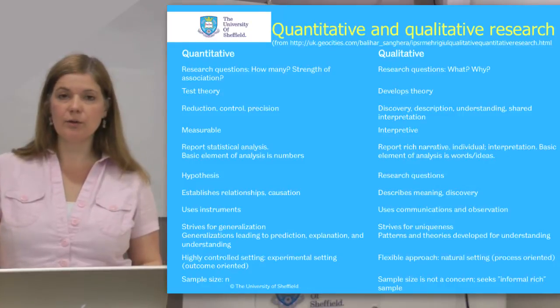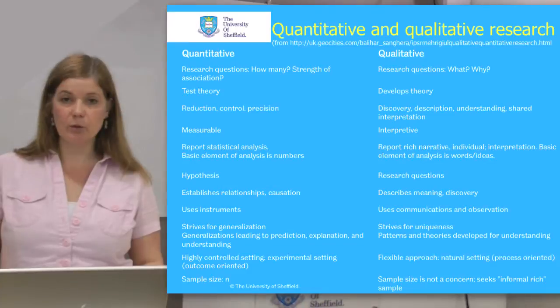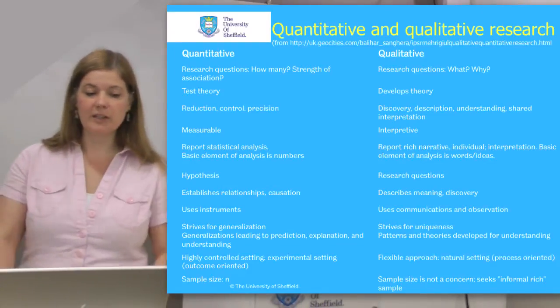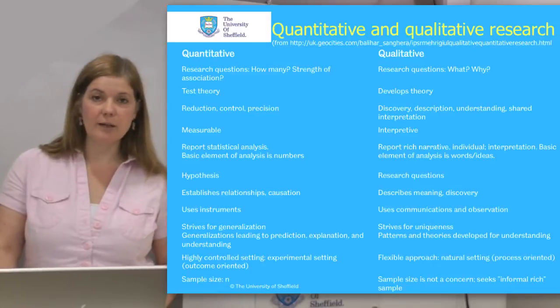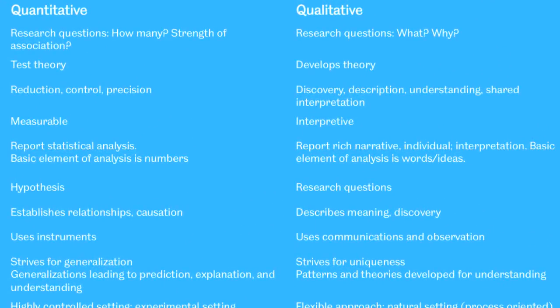And it takes you through key differences, starting with the types of questions that they ask. So with quantitative research, you're very much thinking about how many or the strength of an association, about totting things up and adding up numbers and coming to an effect size or a relationship, getting numbers out. Whereas with qualitative research, you're more interested in exploring research questions in more depth, getting an understanding, if you like, the what and the why type questions. With quantitative research, you're often testing theory, whereas with qualitative, you're developing theory.